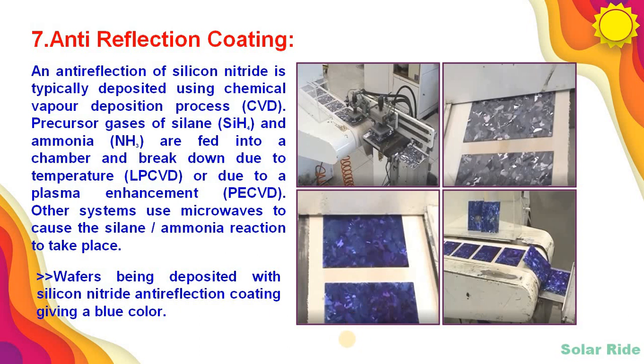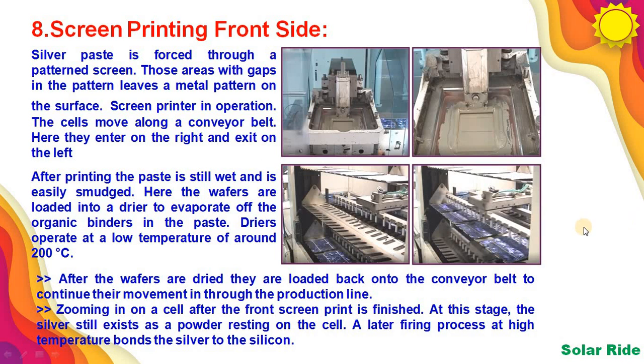After the anti-reflection coating is completed, all cells come to the output of the anti-reflection coating machine, the LPCVD and PECVD process. Output cells will be collected like this. The next process is screen printing the front side. The silver paste is forced through a patterned screen.